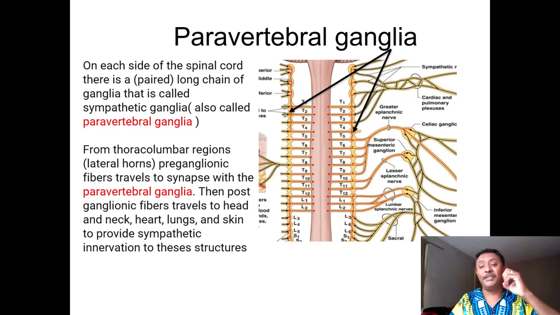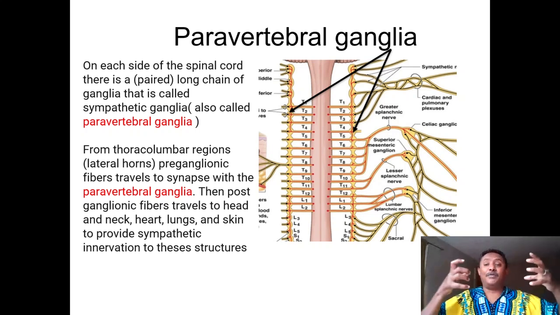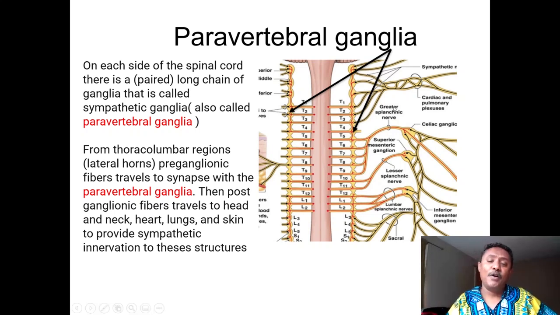To the salivary glands to decrease the secretion. It will go to the cardiac and pulmonary plexuses to cause the palpitation, right, and heart racing, and to the pulmonary to make bronchodilation. Very good. Also, it goes to the skin, right? What is it going to do in the skin? We're going to know that in a few minutes. But in general, head and neck, right? Heart, lungs, and skin.